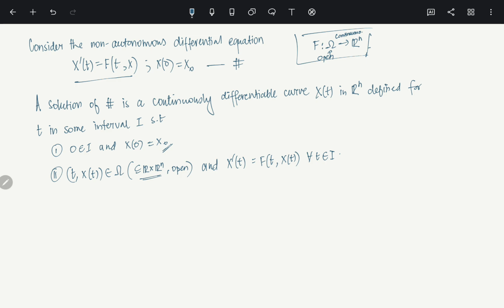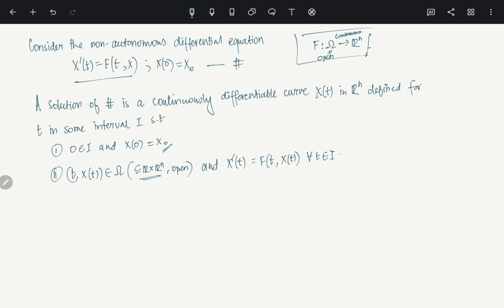Okay. So first of all, if there is a solution, it must exist in an interval containing 0, so minus epsilon to plus epsilon, some interval, and (t, x(t)) must always be in omega. Why? Because f(t, x(t)) has to be defined, right? Because f is defined in omega. And moreover, x'(t) must be equal to f(t, x(t)), and this should hold for all t in I. Clear? Then we call that a solution.